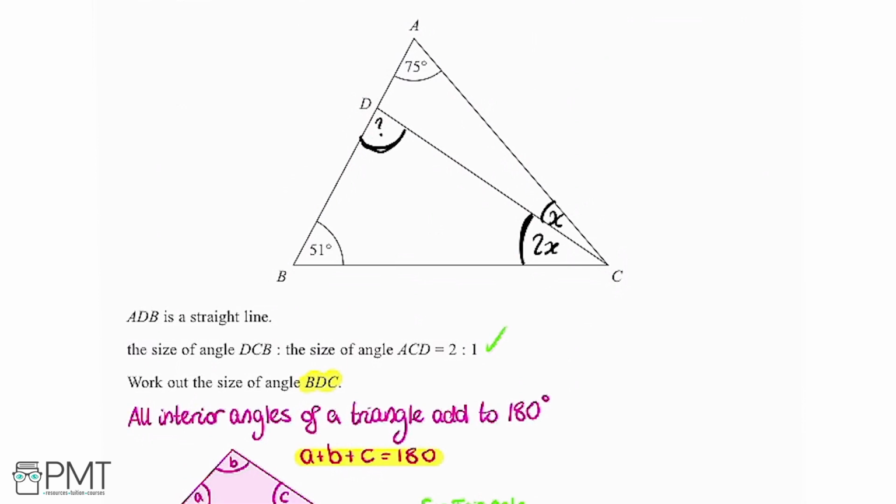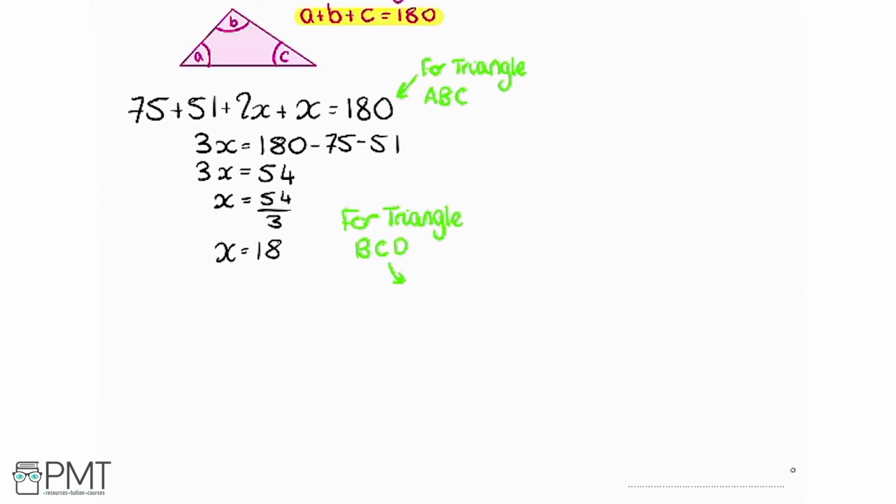But if we have a look, there's also another triangle, BCD, this triangle. Now, because we now know what x is, we actually know what this angle is. So we know what this angle is, and then we've only got one unknown, which is the one we want to find out. So again, we can use our rule that they all add up to 180 to find out what this is. Okay, so it's 51 plus 2x plus our question mark equals 180.